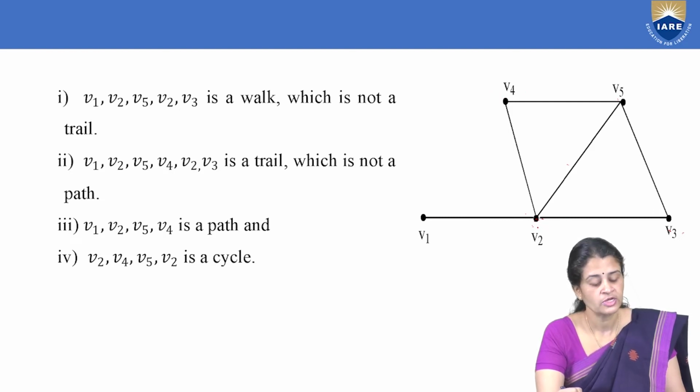And what about this? V2, V4, V2, V4, V5, V2. V2, V4, V5, V2. It's a closed path. So it's called a cycle. Okay.